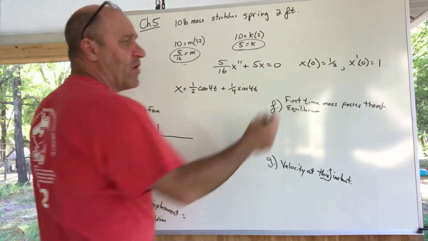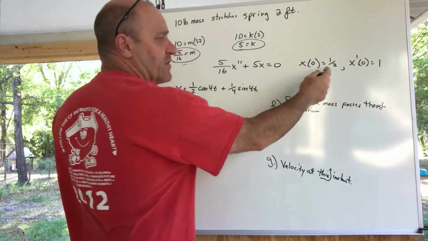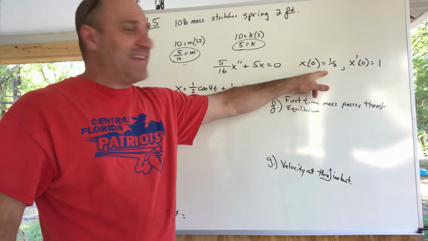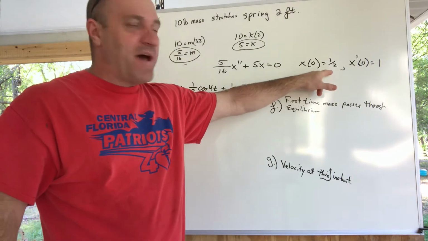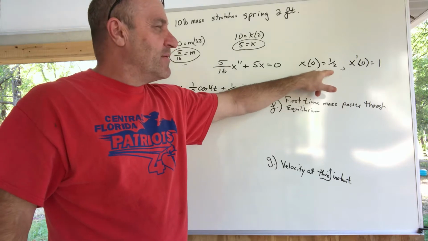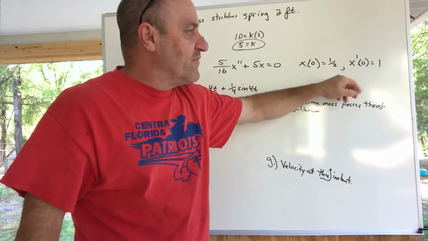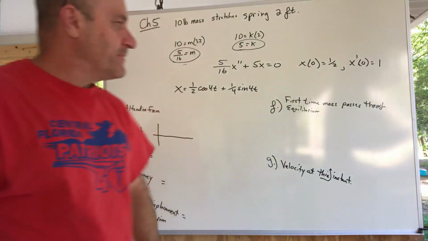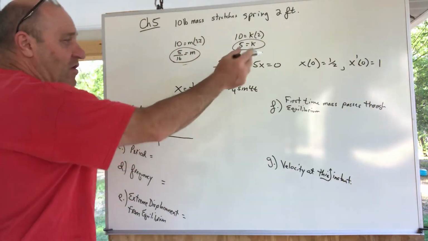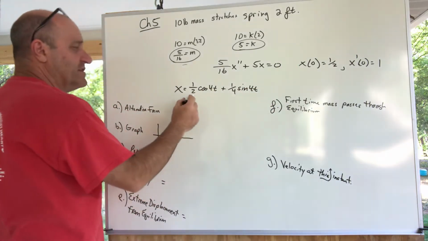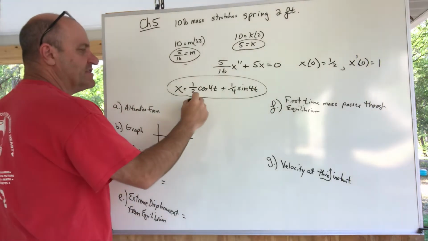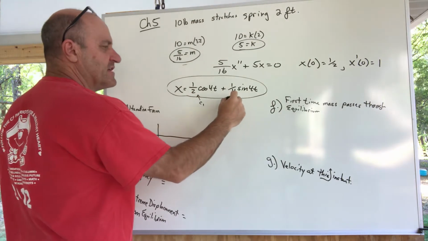I'm skipping that part. By the way, in the problem there were some initial conditions. It was pulled down half a foot below equilibrium, and down is positive, and released with a downward velocity of 1 foot per second. That's the initial velocity. When you solve this DE and use the initial conditions, here is the answer. This is C1, this is C2.